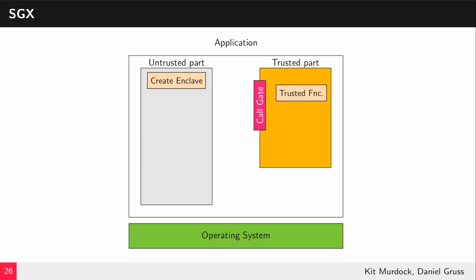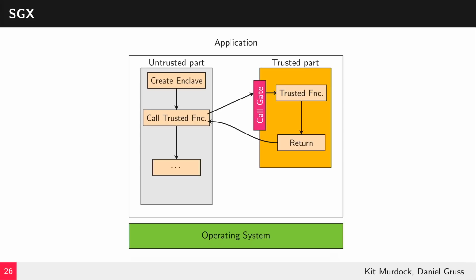And from the untrusted part, you can call into the enclave via a call gate, pretty much like a system call. And in there, you execute a trusted function. Then you return to this untrusted part, and then you can continue doing other stuff. And the operating system has no direct access to this trusted part. This is also protected against all kinds of other attacks, for instance, physical attacks.